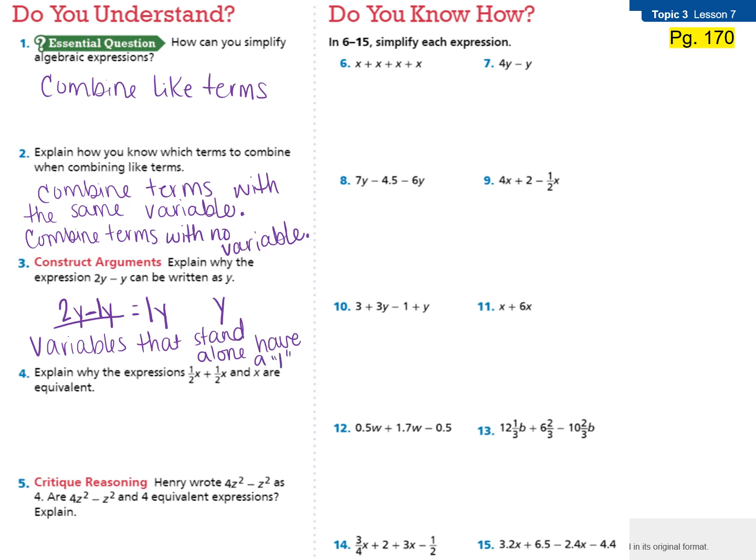Remember, that number in front of the variable is called a coefficient. Let's put that. I'm running out of room. There you go. Variables that stand alone have a 1 as a coefficient.